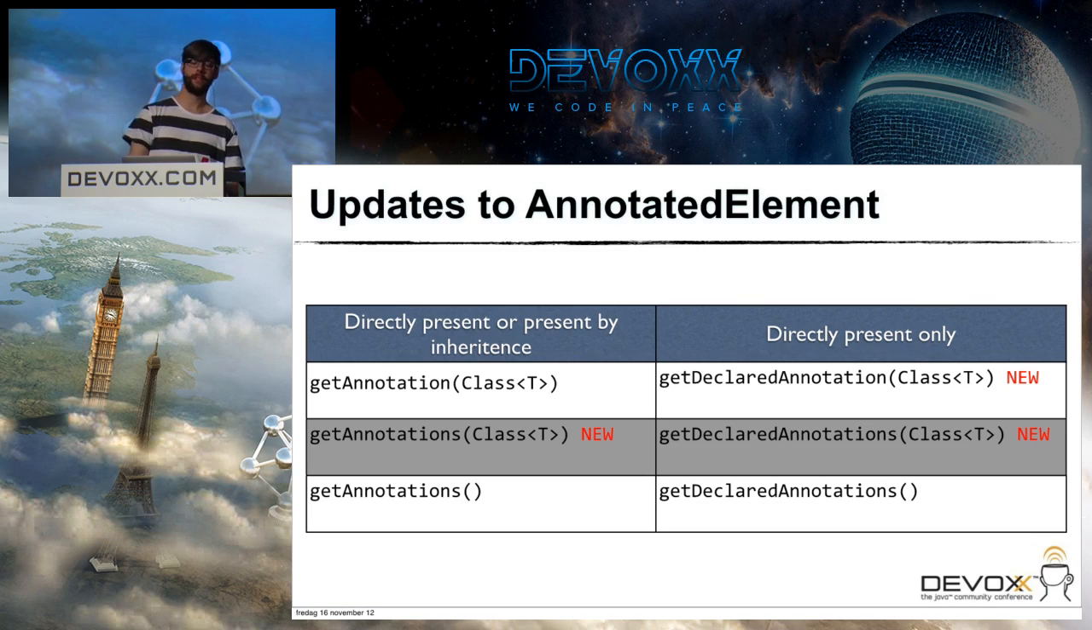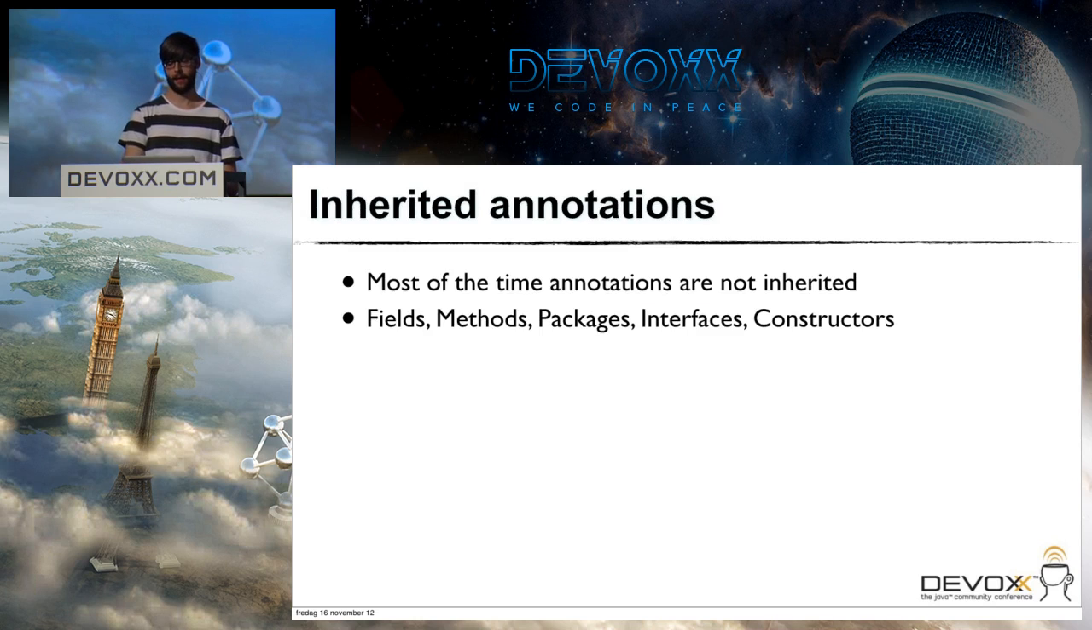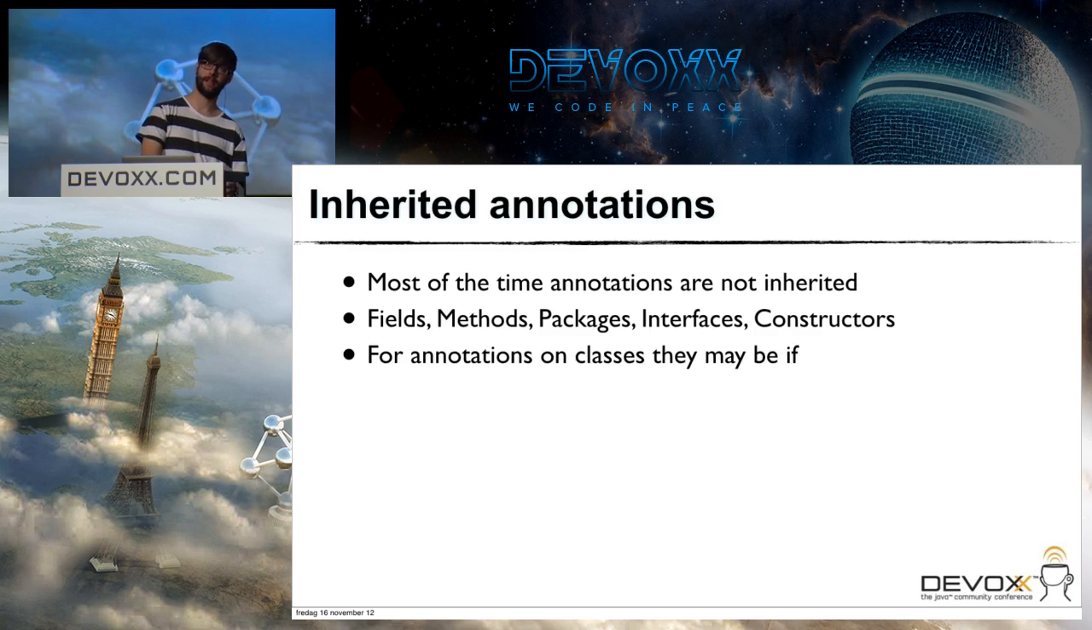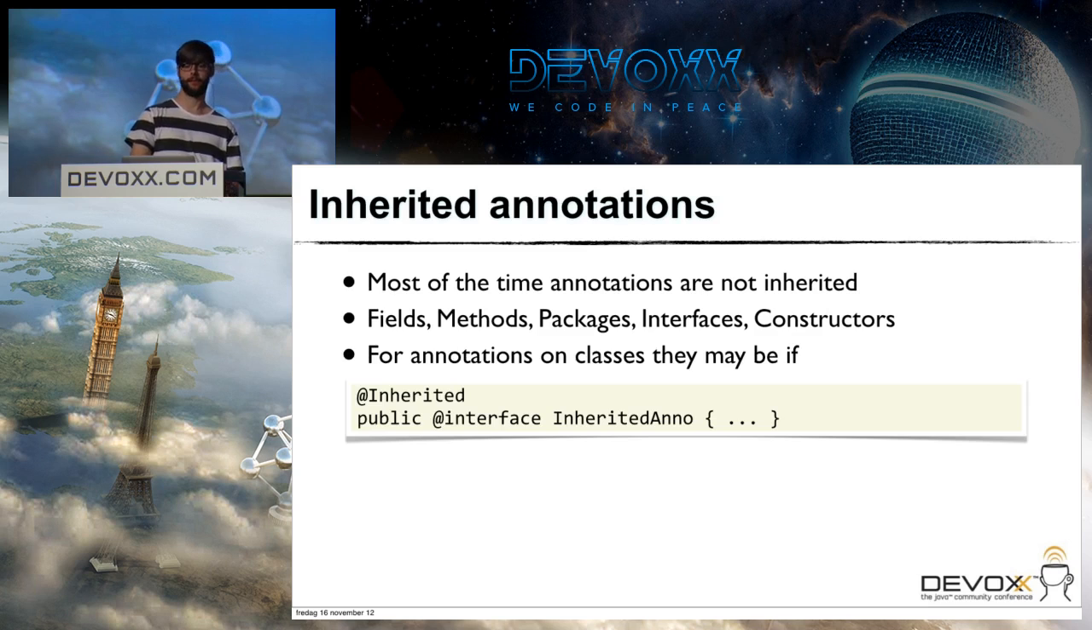So here are some updates we're going to make to AnnotatedElement, and I'll get into every one of them. First, we are adding getDeclaredAnnotation, taking a specific annotation parameter. If you recall, most of the time annotations don't get inherited. Fields, methods, packages, interfaces, constructors don't inherit annotations. But for annotations on classes, they may be inherited if you annotate your annotation type with Inherited.